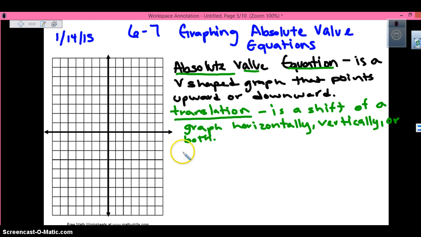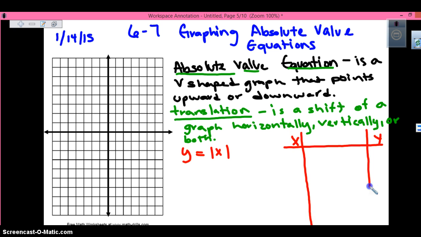So let's say we have to graph y equals the absolute value of x. In chapter 5 we graphed using a table. Just to refresh your memory, I'm going to graph using a table. So let's say we graph using -2, -1, 0, 1, and 2. And we're graphing the absolute value of x.